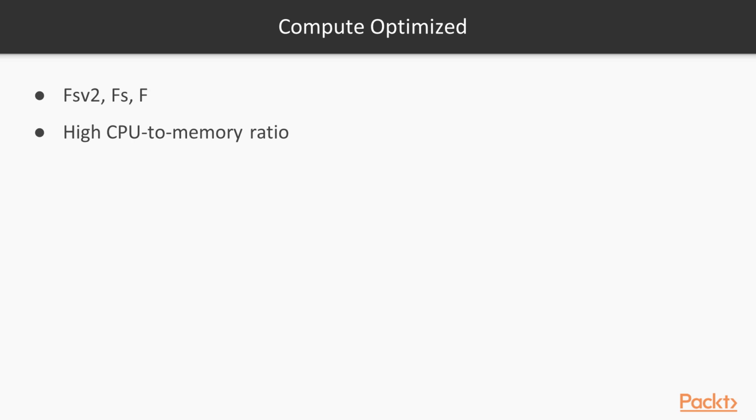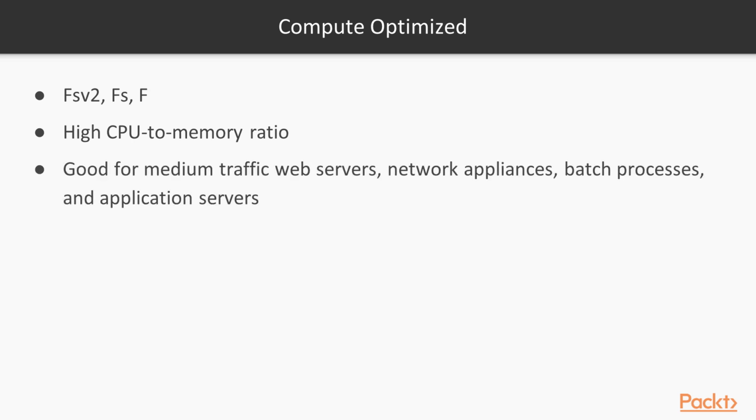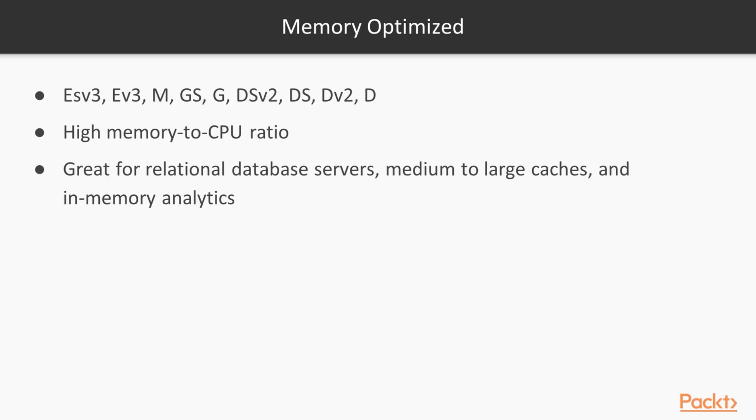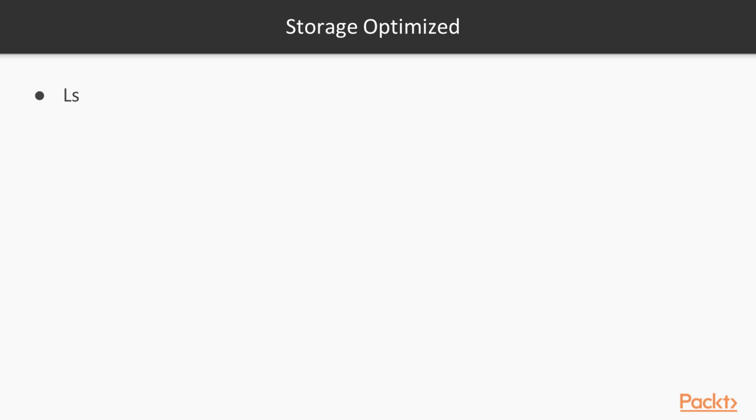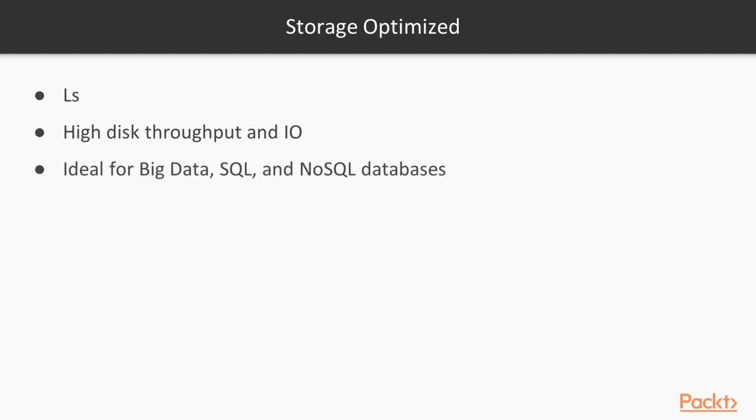The F series, giving you a high CPU to memory ratio, typically used for traffic routing web servers, network appliances, or overall generic application servers. The memory optimized, typically used for database servers, if you want in combination with caching solutions, and also the latest ones in the D series, the Ev3 and the M series, are supporting nested Hyper-V. Storage optimized is the LS series, where you get a high disk throughput and quite performing IOPS for the underlying disk subsystem. Typical use scenarios are big data tooling, SQL Server, maybe larger MySQL or NoSQL based databases.